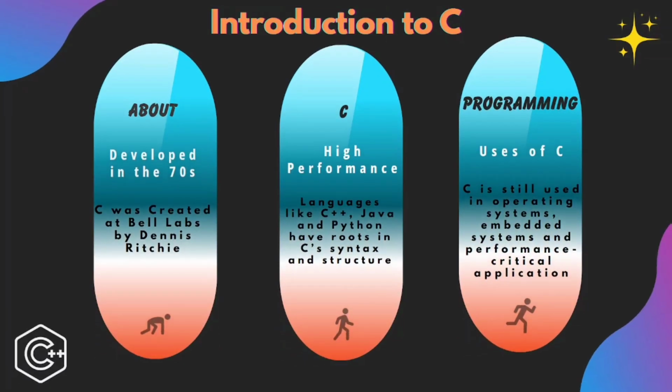Now let's go back to the history a little bit. It was developed in the 70s in Bell Labs by Dennis Ritchie. It is a very high performance language, and it can also work in all the operating systems like Android, Linux, Windows, and all of this. So it is very compatible. And also C is very widely used in operating systems. Still today, it is very widely used.